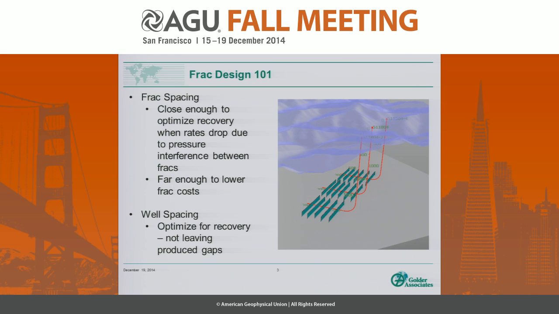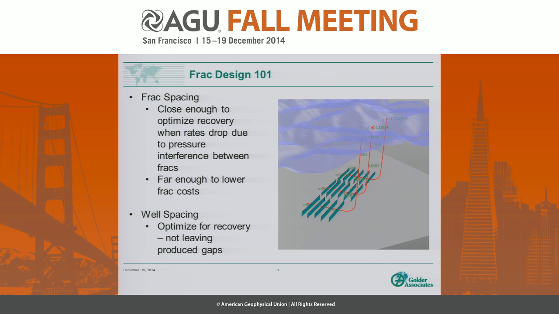Frac design 101. Well, the key to frac design in an ideal situation is two things: to control the frac spacing and control the well spacing. Ideally, you want to have the frac spacing close enough to optimize the recovery, because when you start producing from a fracture like this, you'll get a square root decline in rate if you're producing at constant pressure, a square root decline in rate until the fractures start to interfere. At that point, the rate drops dramatically. So you'd like that when interference starts to occur, you're at an economical rate. You don't want to hit an uneconomical rate before you've depleted the volume between these two fractures.